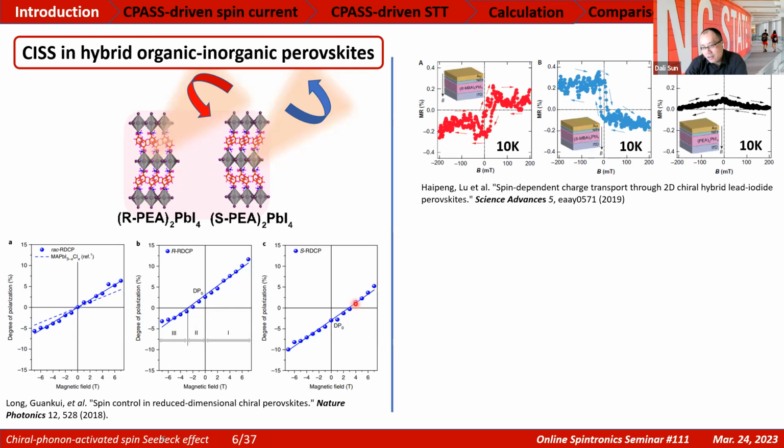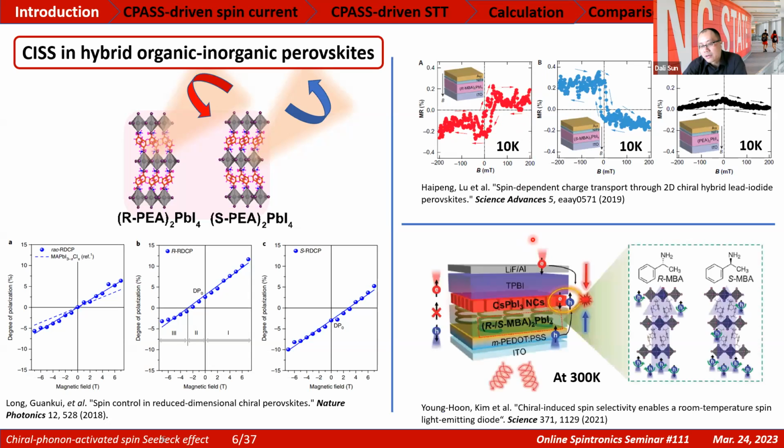Later on, Valy's group in 2019 demonstrated they can use a similar method as before with chiral molecules, using ITO, chiral perovskite, and nickel. By applying an out-of-plane magnetic field and switching the direction of the field, they got the opposite magnetoresistance, indicating that you can generate spin current through the chiral perovskite and have MR responses with one ferromagnet, like a half spin valve configuration.